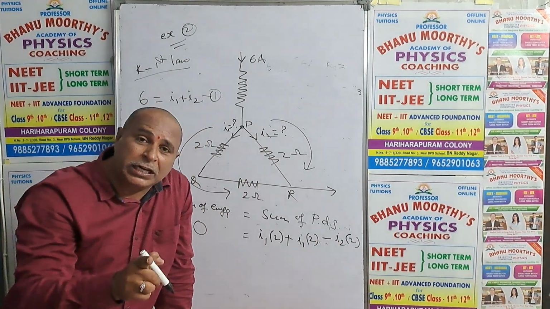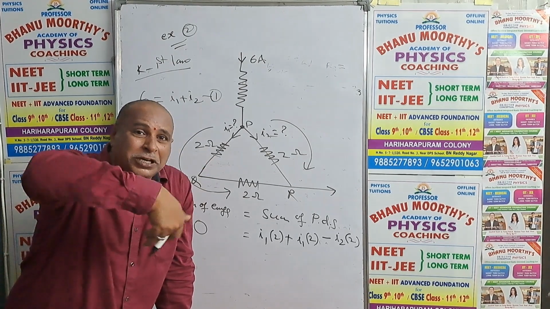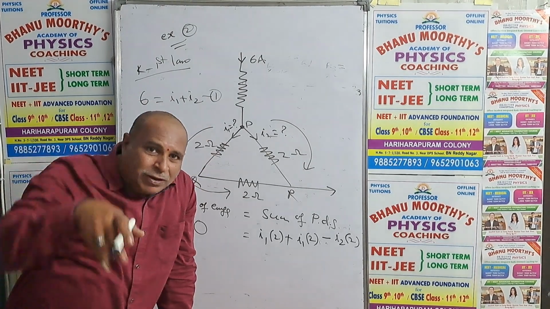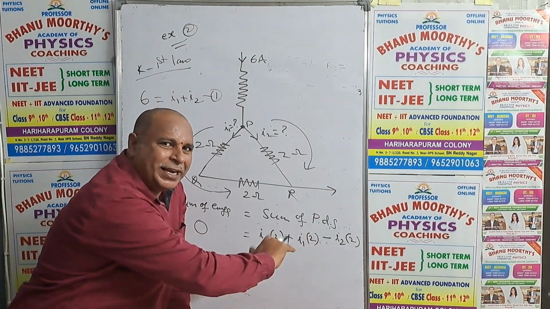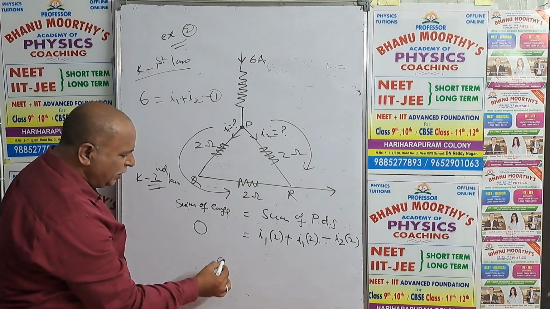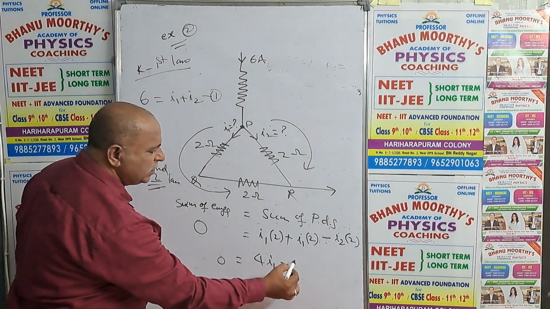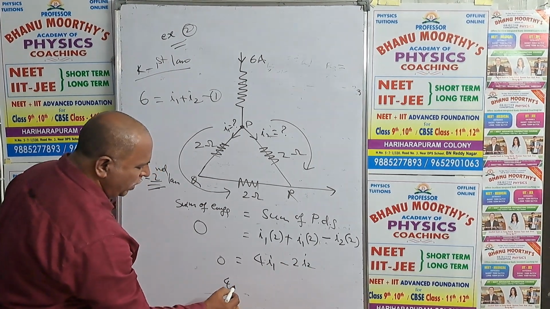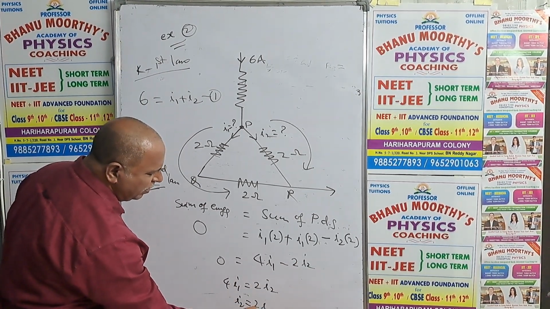Remember one point. For potential difference also, one sign rule is there. Okay. So anti-clockwise potential difference is positive. Clockwise potential difference is negative. Sum of all, positive and negative. Right. So 0 equals to, what is this? 4I1 minus 2I2. So 4I1 equals 2I2. Therefore I2 equals 2I1.